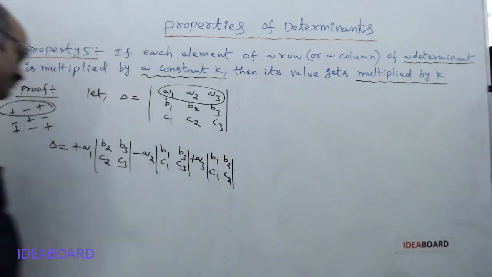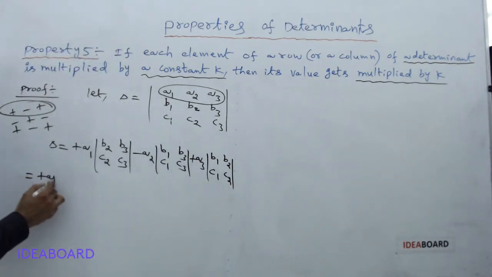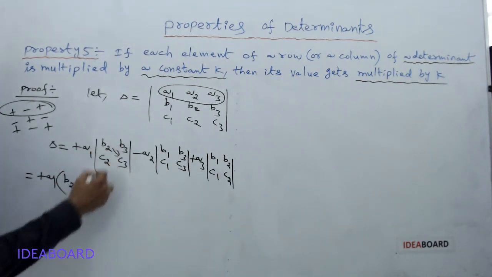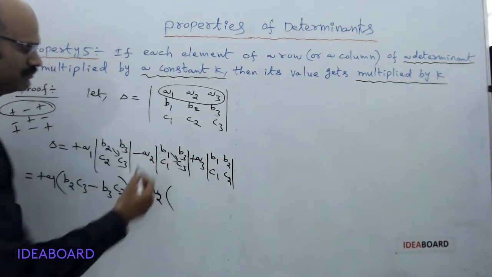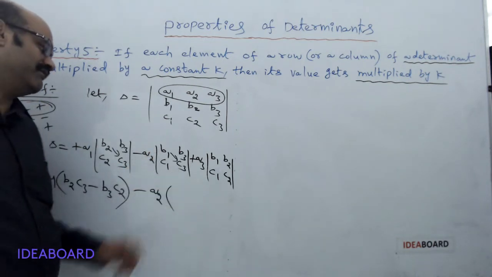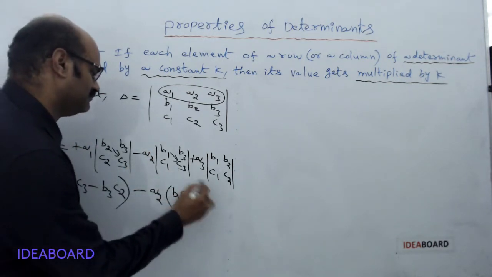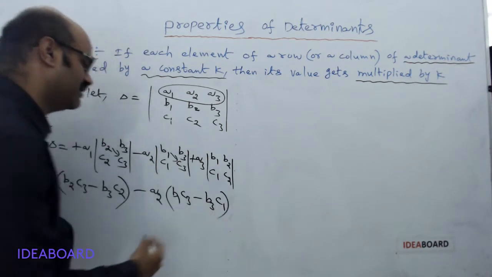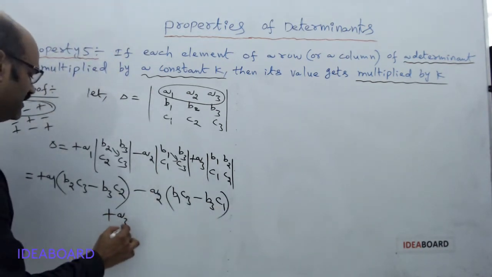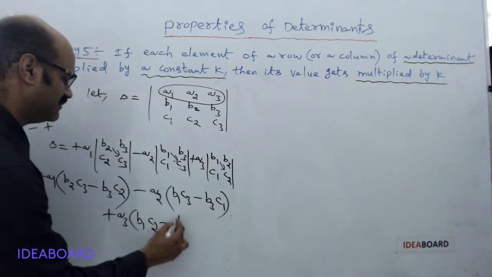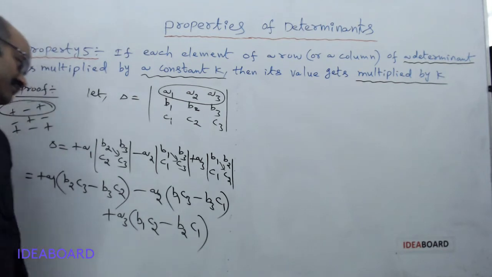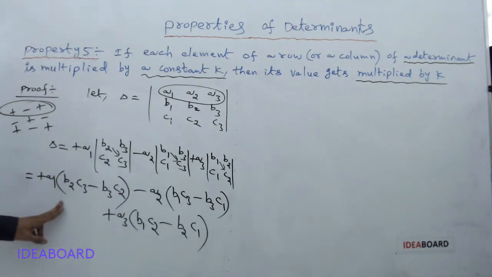Equal to plus a1 into, we have to take b2 into c3 minus b3 into c2, minus a2 into, multiply these two, b1 c3 minus b3 c1, plus a3 into b1 c2 minus b2 into c1. So delta equal to, here we are getting this one.